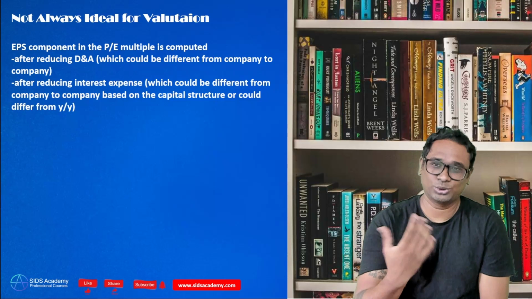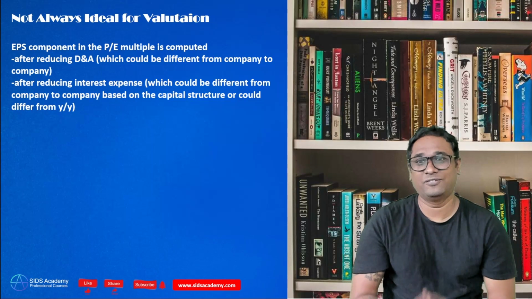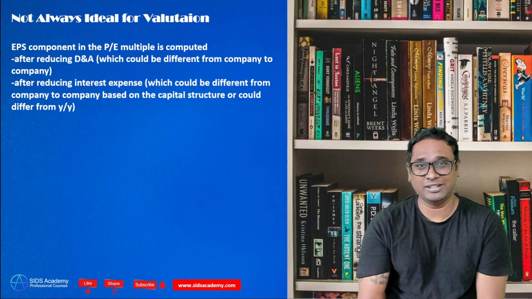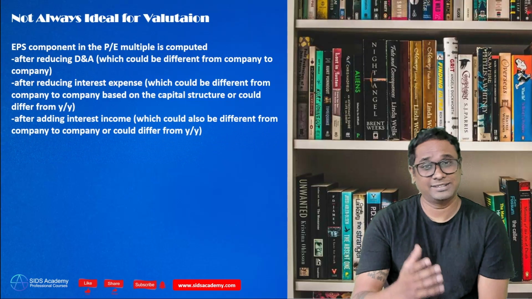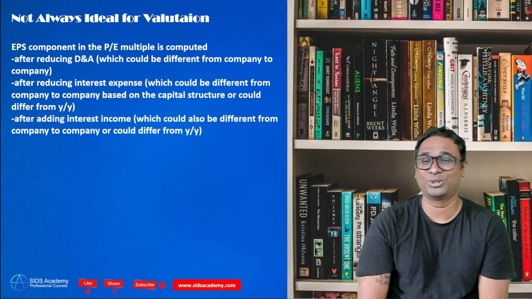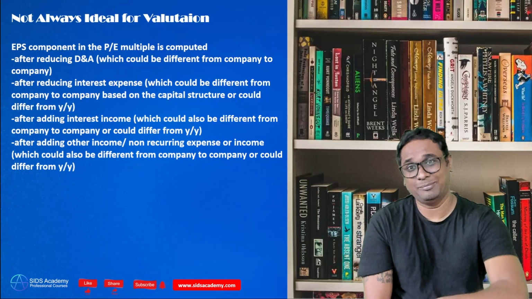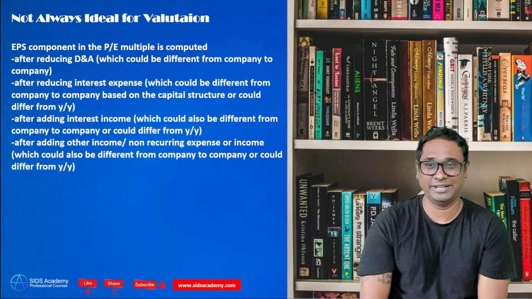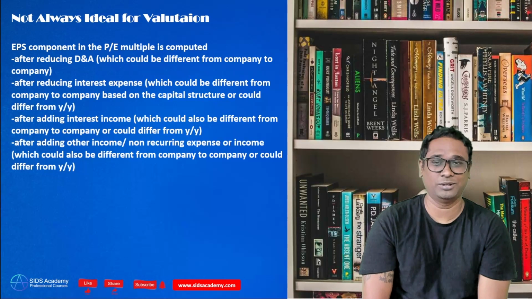And it is also computed after reducing interest expense, which could also be different from company to company based on the capital structure, or could differ even year on year if you have repaid your debt, etc. It is computed after adding interest income, which could also differ from company to company and year on year. After adding other income, that is non-recurring income, expense and various one-offs, which could also be different from company to company or year on year.